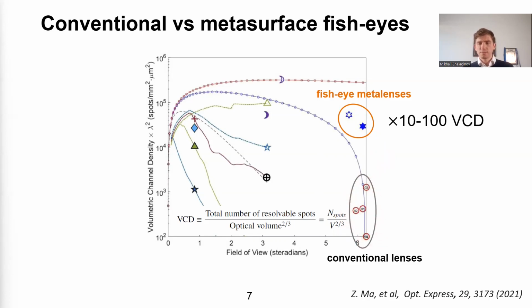In contrast, our fisheye metalenses, primarily due to their significantly reduced form factor, demonstrate volumetric channel density 10 to 100 times larger than conventional optics.